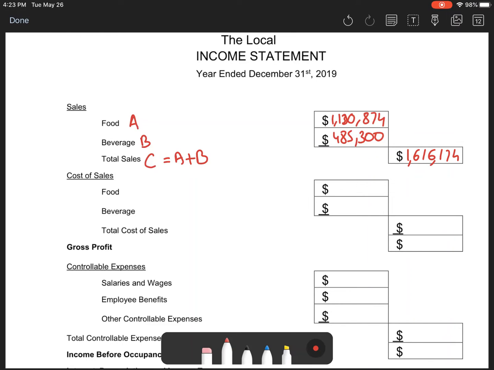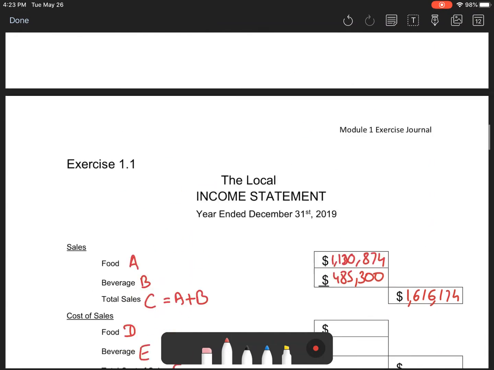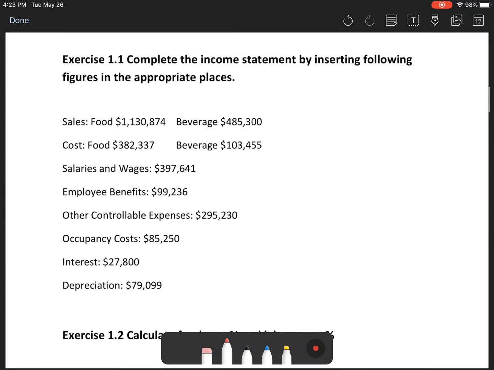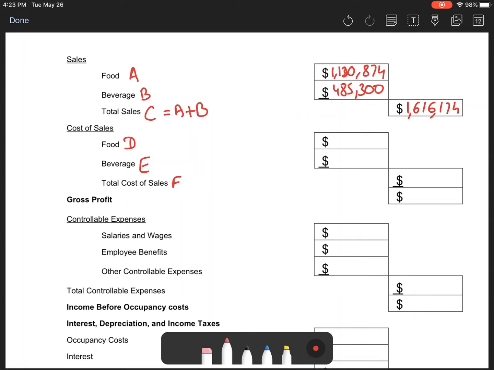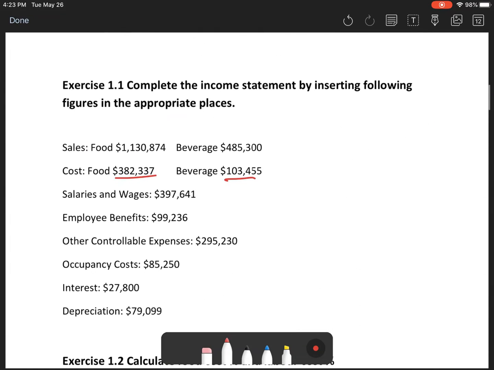We now have our food cost. We know what it is. We're going to call this D. We call this E. We call this F. We know our cost of sales for food, which is basically food cost. We have the number right here. So let's populate it. 382,337. And we know our beverage cost right here.